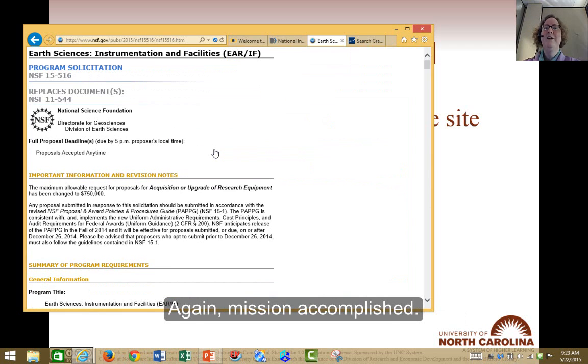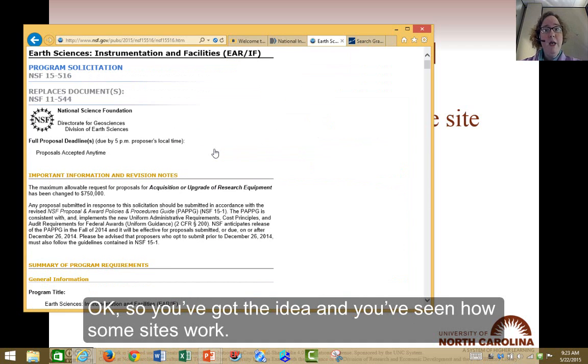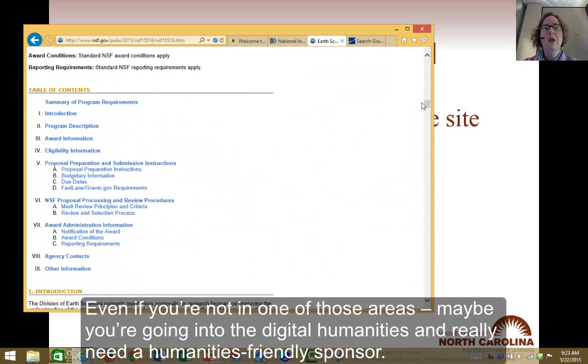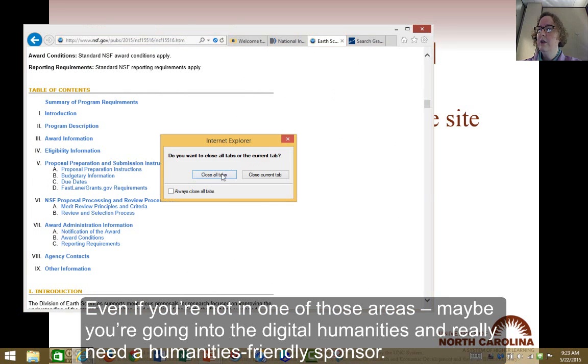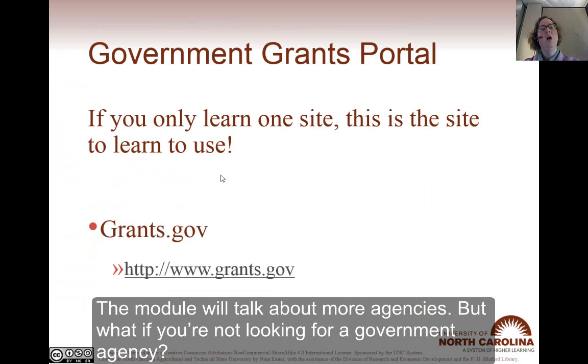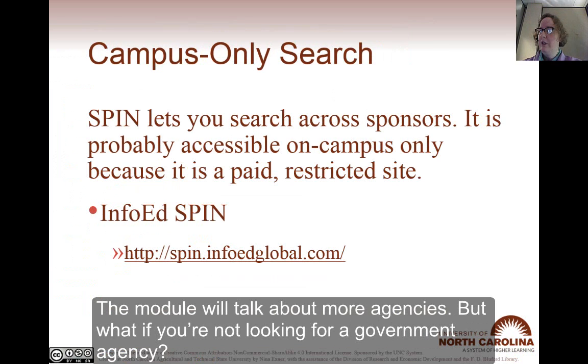Mission accomplished again. So, okay, you've got the idea and you've seen how some sites work. Even if you're not in one of these areas, maybe you're going into the digital humanities and really need to find a sponsor that's friendly for humanities. There's probably a government agency for you. For humanities, it's the National Endowment for the Humanities. The module will talk about more agencies, but what if you're not looking for a government agency?